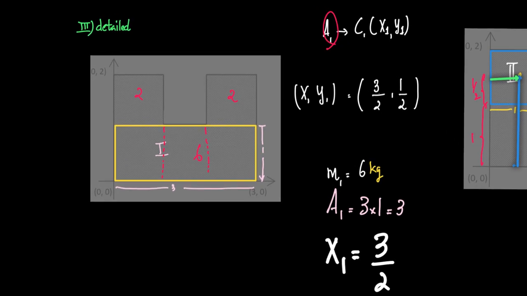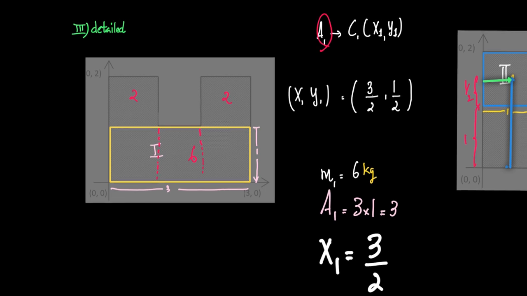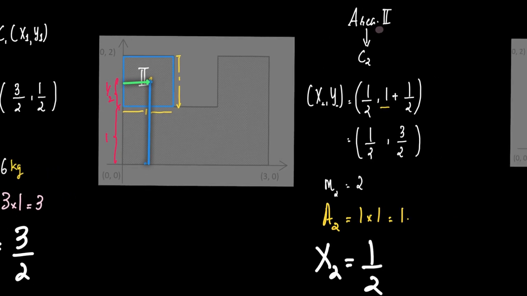So this is the first figure. The length here is 3, the width is 3 and the height here is 1, which means the area will be 3 into 1 equal to 3. And what is the corresponding x1? It is 3 by 2. I'm doing the calculation only for x bar. You can do the same calculation for y bar, and let's see if we get the same answer.